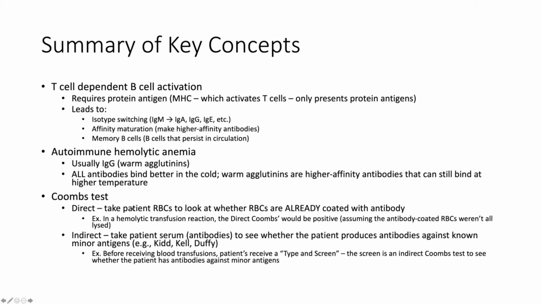So again, remember, in direct Coombs, basically you're looking for hemolysis, right? You're looking for evidence of hemolysis. So red blood cells that are already coated with antibodies. Whereas in indirect Coombs, you're looking for the presence of antibodies.